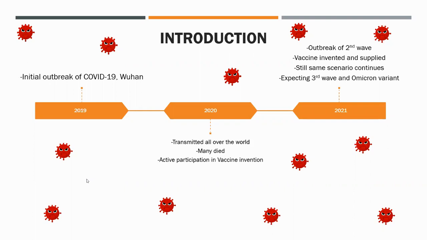It is mainly because the testing takes a lot of time, which leads to infecting many people. In 2021, the second wave broke out, and the vaccine was again supplied all over India. Many got vaccinated, and the vaccine is still spreading all over the country and the world, and we are expecting a third wave with Omicron variants. This is the brief introduction regarding the coronavirus from the past 3 years.